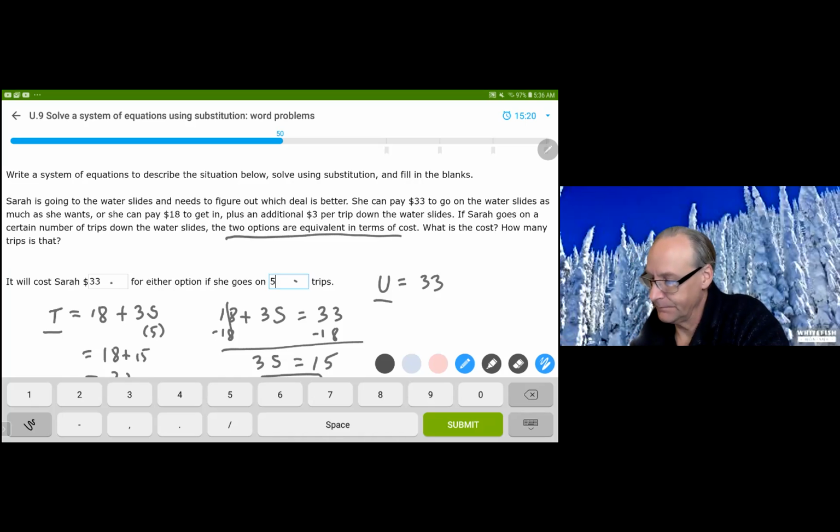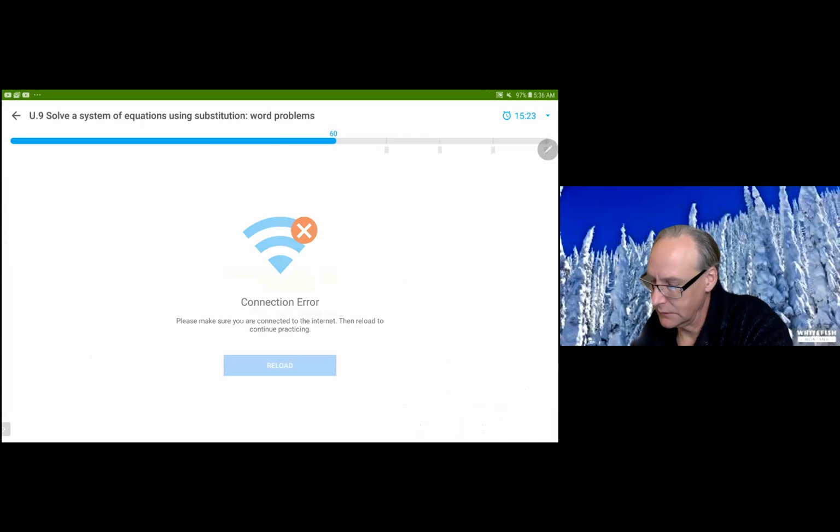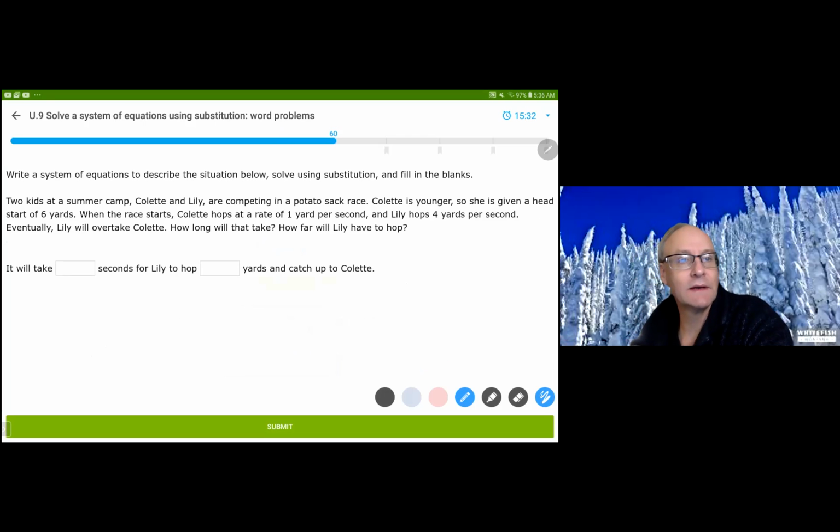There it is. Oh no, come on, reload. There we go. All right, 2 kids. Oh, it's looking like I'm not getting it. Come on, update. I'm not getting my update. Oh, there we go. Now it's updated.